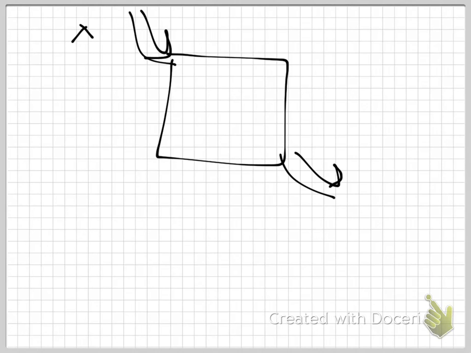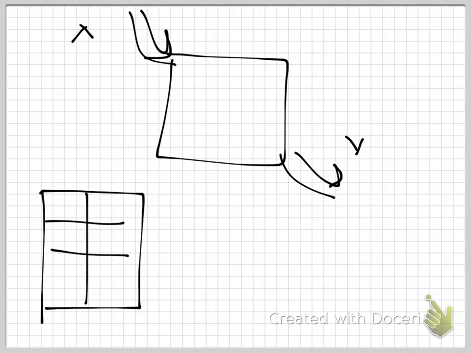What goes in is X. What comes out is Y. Another thing you could call X is input. What else could I call Y? Output. Okay.